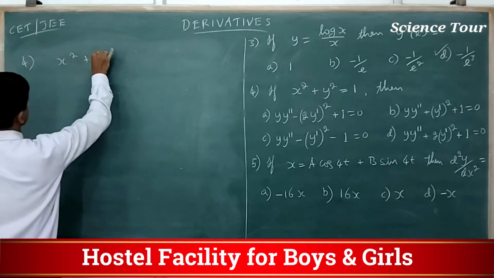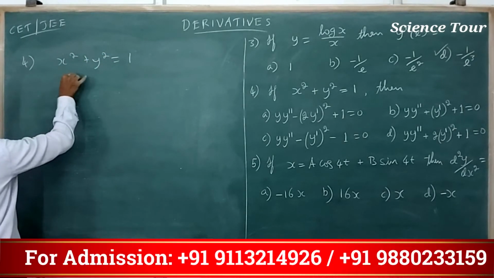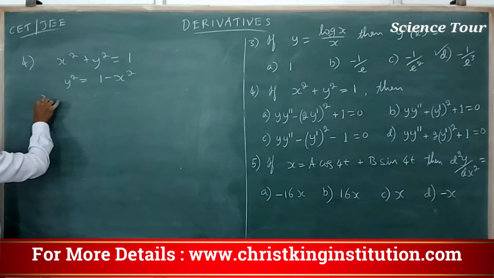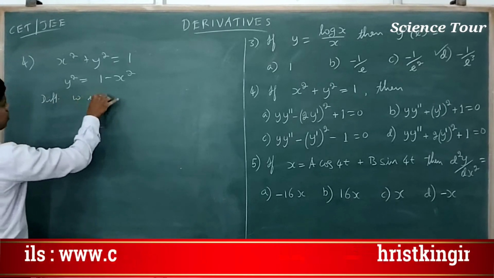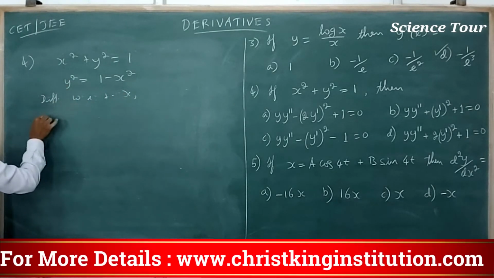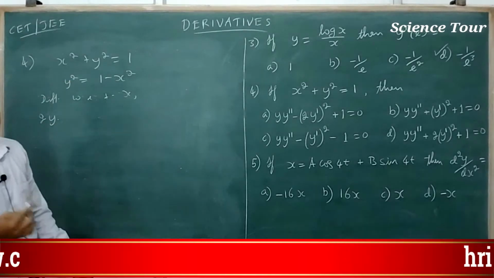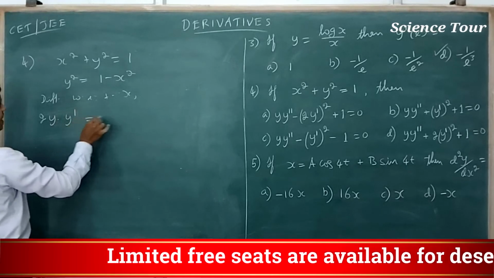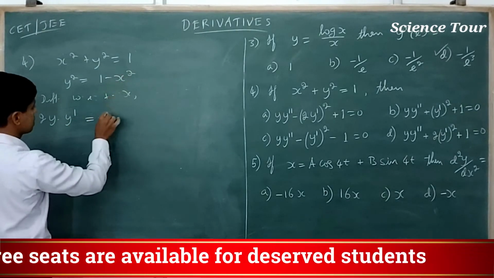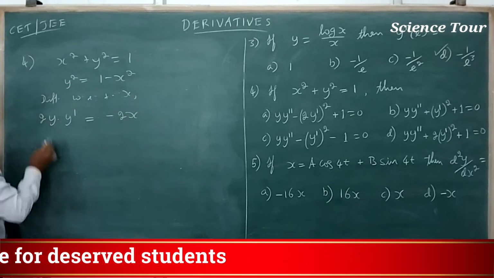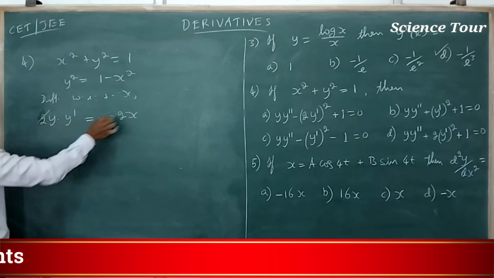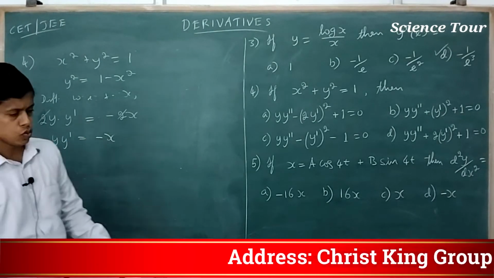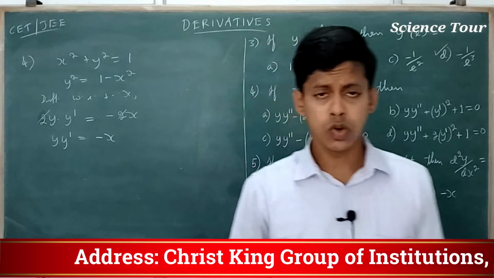x square plus y square is equal to 1. Let us differentiate with respect to x. So you will get 2y, derivative of y square, into derivative of y, so that is y dash, derivative of 1 is 0, minus derivative of x square is minus 2x. So you can cancel out 2 both sides, so you are left with y dash is equal to minus x.